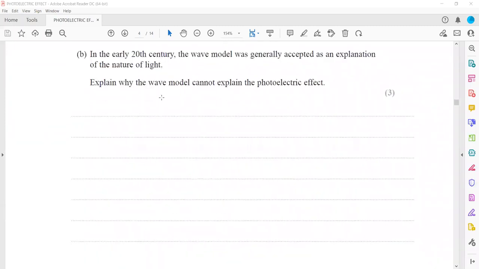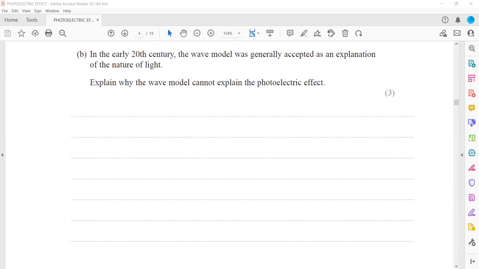Then, in the early 20th century, the wave model was generally accepted as the explanation of the nature of light. Normally in the early 20th century, most of the phenomena were explained using the wave nature, like diffraction, polarization, interference or superposition of waves. Explain why the wave model cannot explain the photoelectric effect. You can see this is a common question.